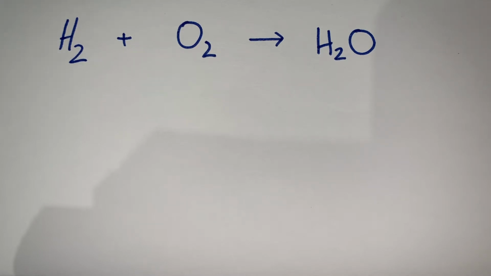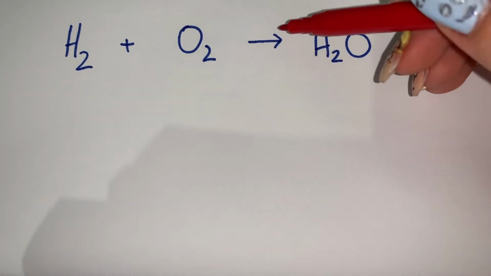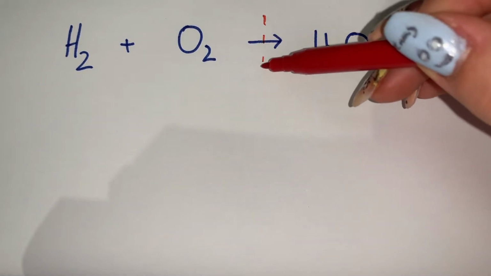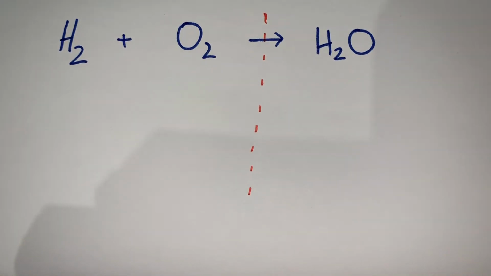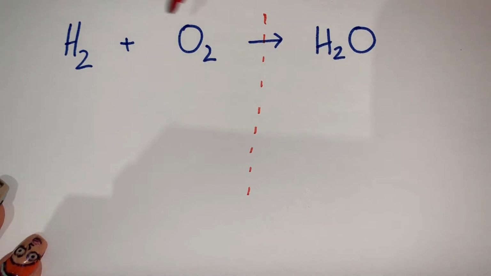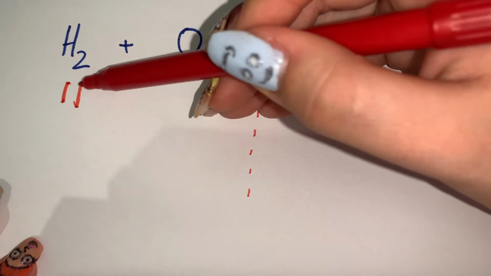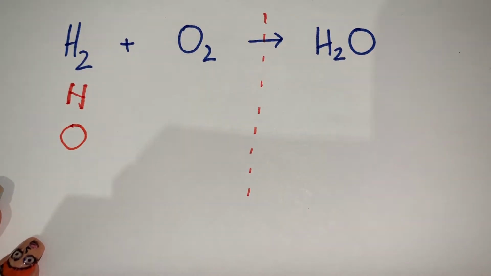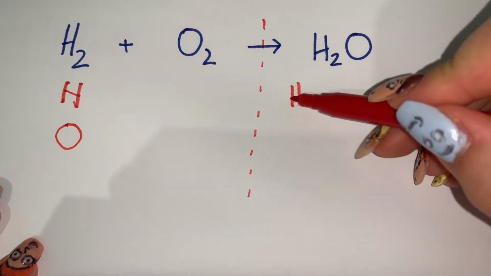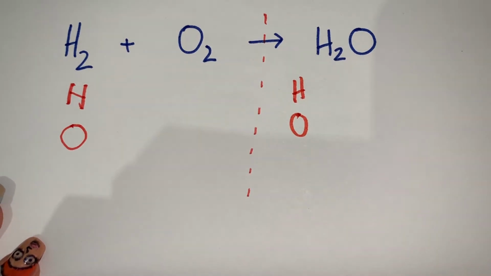So the first thing that we need to do here is we put a little dotted line down the middle of the equation arrow, and then on either side we need to write out each of the elements present. So we've got hydrogen and we've got oxygen. Hydrogen, oxygen. Okay, so that needs to be on both sides, both on the reactant side and the product side.